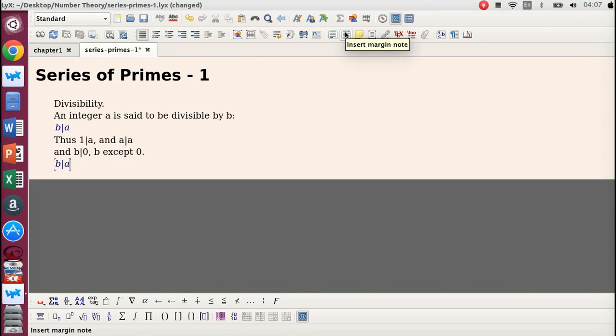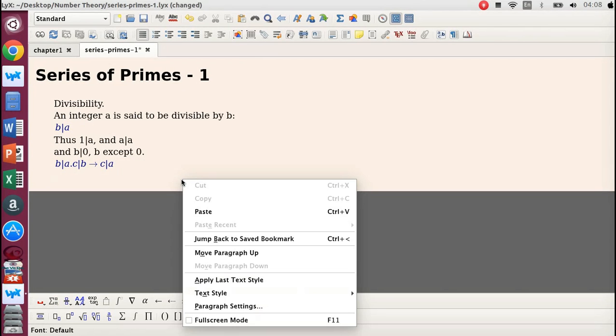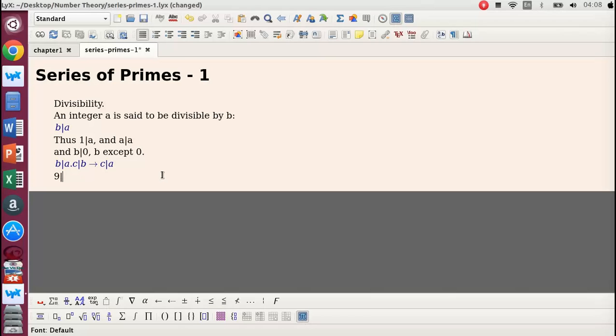So if b divides a, so a being the larger number, and c divides b, so c is the smallest number of a, b, and c, that just means that c divides a. And this is silly, but we're going to take an example. So 9 divides 27, and of course we know that 3 divides 9, and of course 3 divides 27. This is silly, and we'll know why later on.